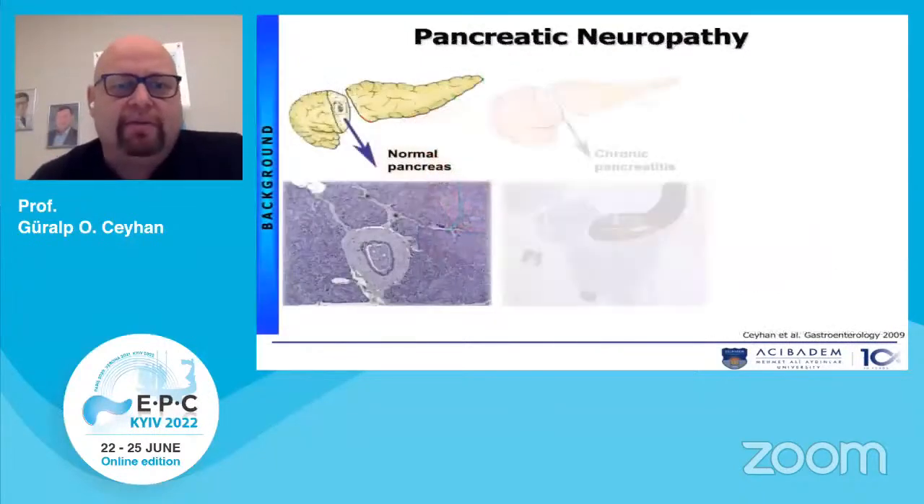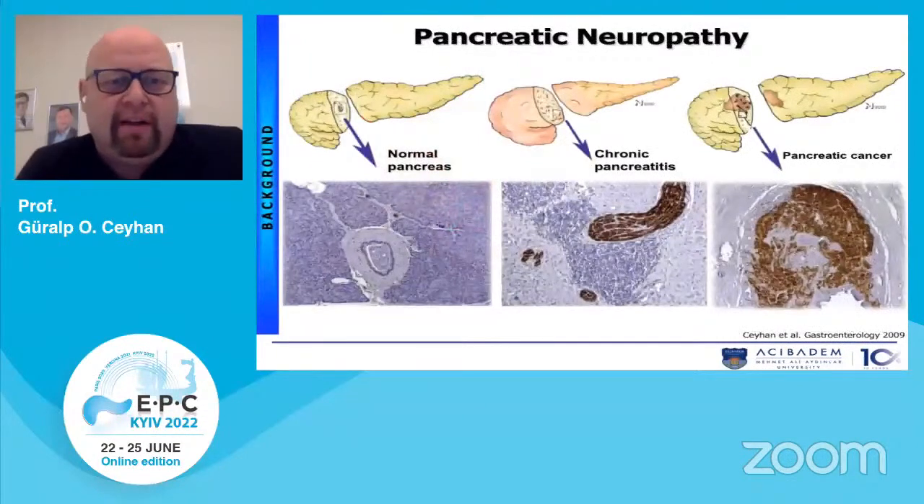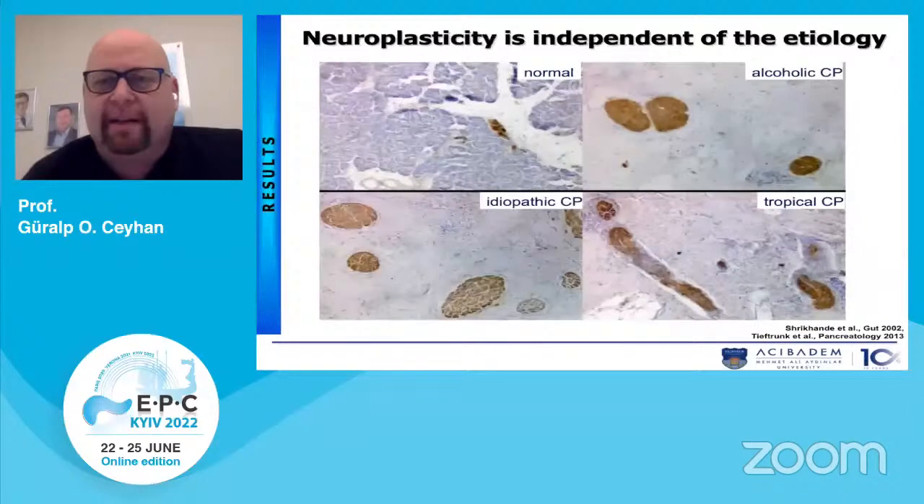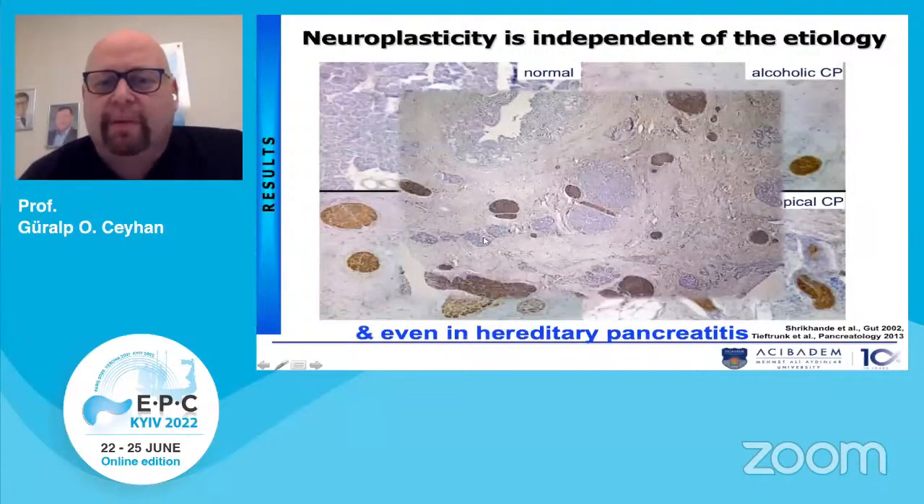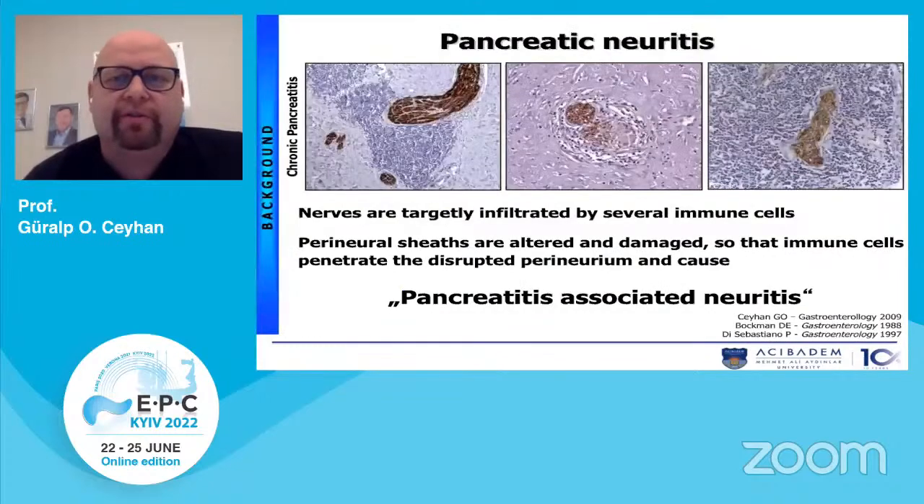in chronic pancreatitis. When you look at this slide, in the normal pancreas on the left-hand side, you can see only some small nerves, which in chronic pancreatitis are completely enlarged. We have the same situation in pancreatic cancer, with additional neural invasion of cancer cells. It is absolutely independent whether the patient has alcoholic, idiopathic, or tropical chronic pancreatitis. It's clearly, strikingly different from normal pancreas. Even in hereditary pancreatitis, you can see this typical feature of neural hypertrophy and neural density in these patients. So we have a clear situation of these neuropathic features, independent of etiology.